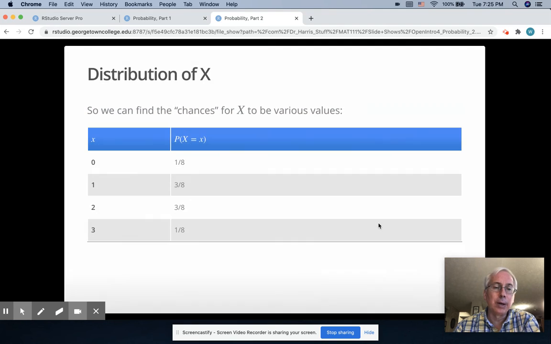And so we see that in our table in the next slide. We read this piece right here: the probability that x is equal to little x is the probability that our random variable is going to take on a particular value. And so if little x can be 0, 1, 2, or 3, we read this table as saying the probability that x is equal to 0 is 1/8. The probability that x is equal to 2 is 3/8, etc. So this is a probability distribution for x. It lists the values of x along with their associated probabilities.